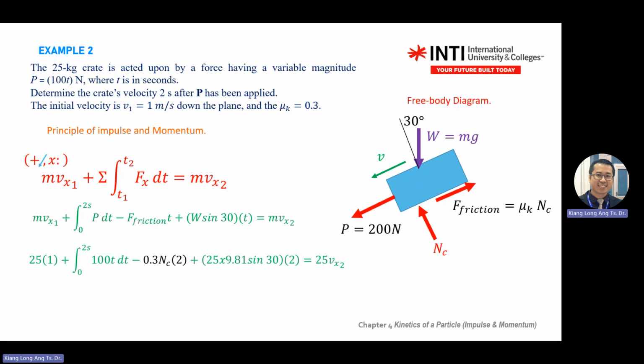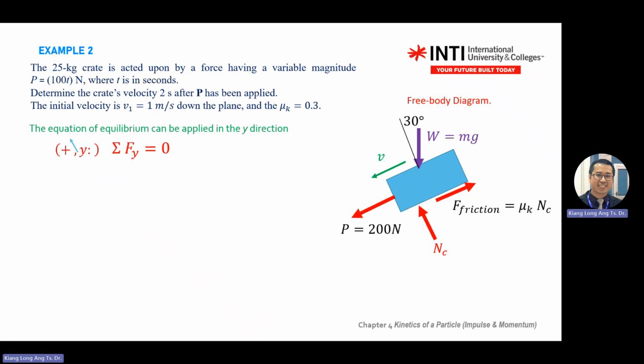Then you get all this answer. There's only one unknown. If there are two unknowns, NC you don't know and V2x you don't know. So you simplify this one, then you wait for the second equation, which is the y direction. You arrive at one equation like this: 25 plus something minus something plus something equals 25 Vx2.